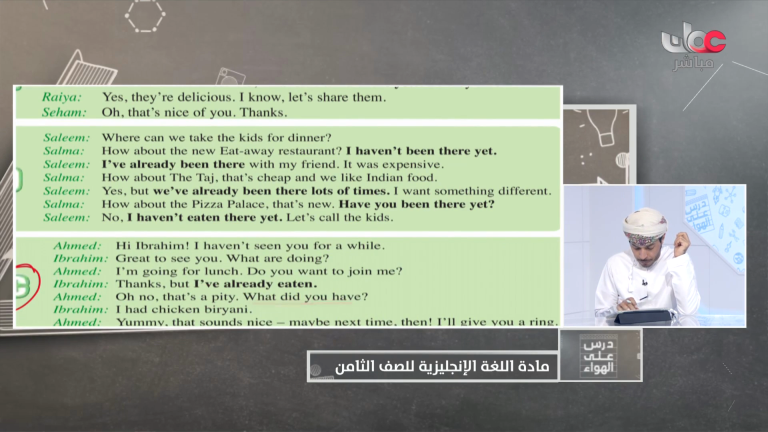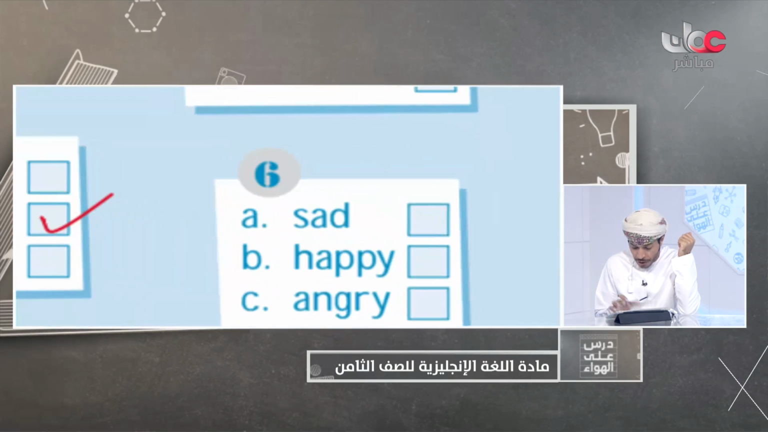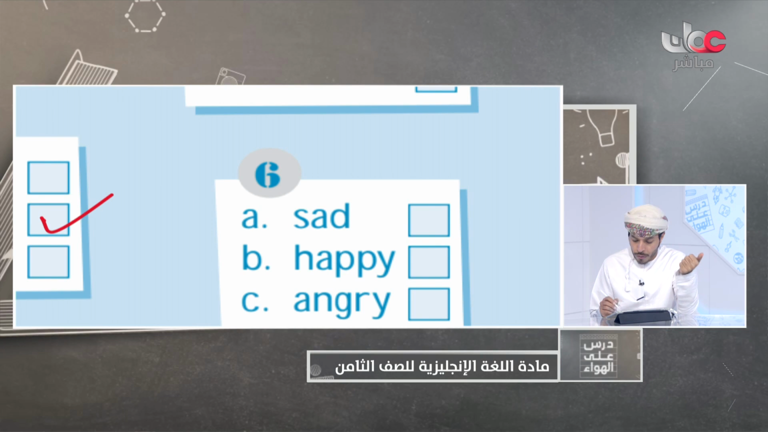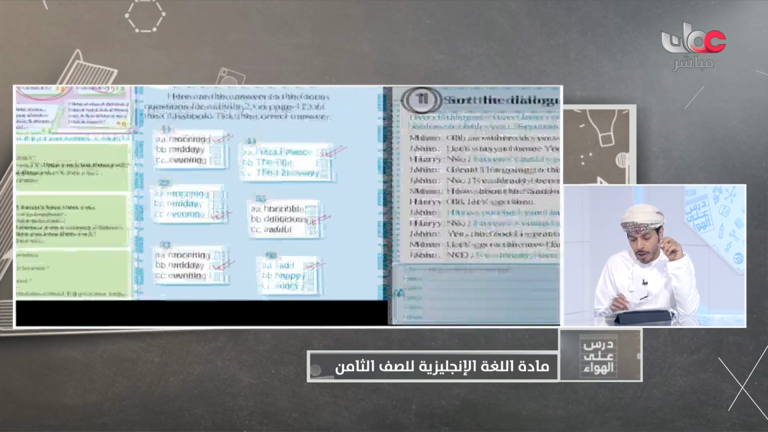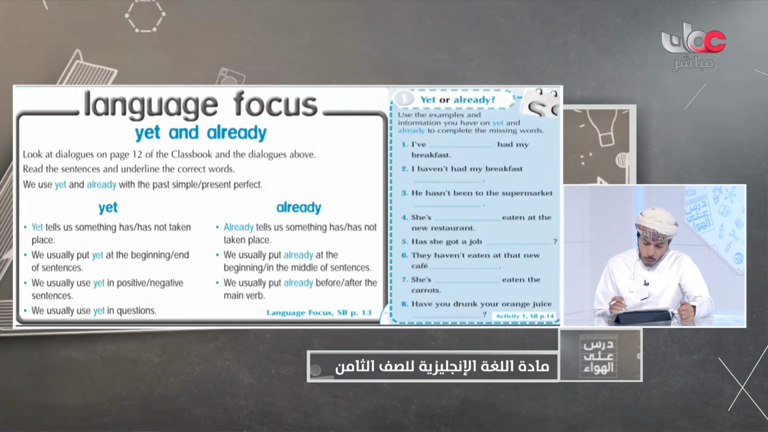What did you have? And he said, I had chicken biryani. So was he happy? No, of course. And was he angry? No, of course. He was sad, okay? Because pity means to feel sad or to feel sorry about something. Good, guys? So these are the answers to this question.